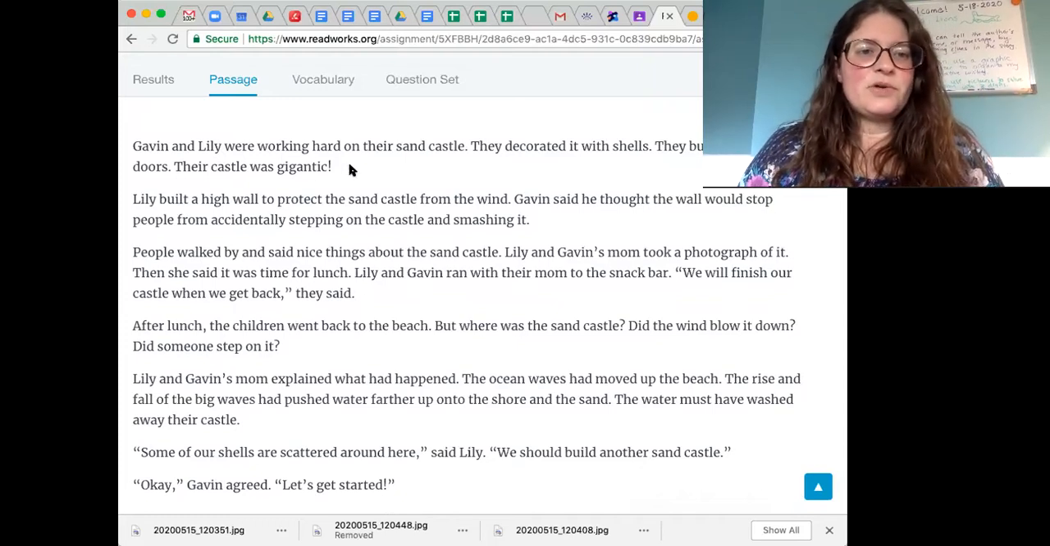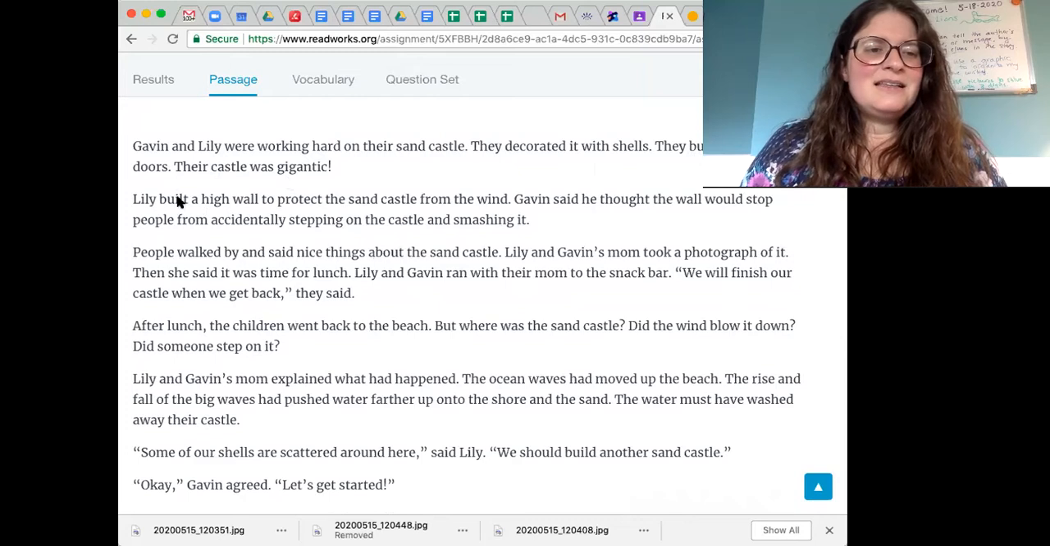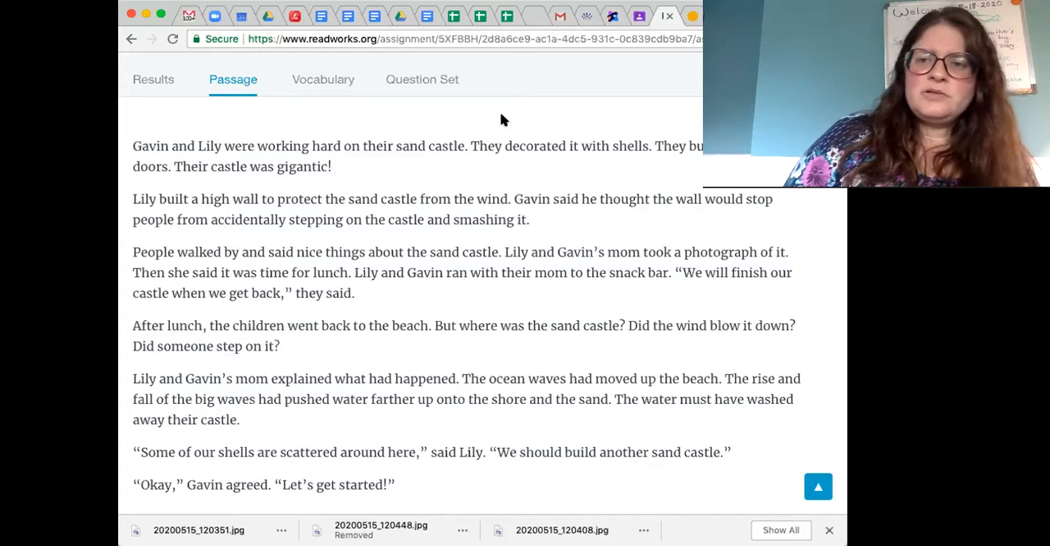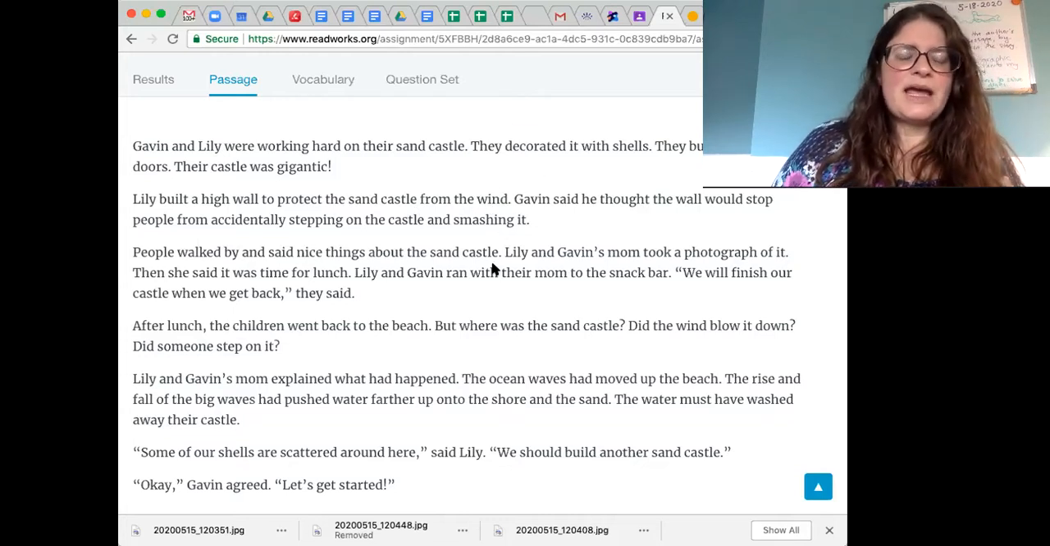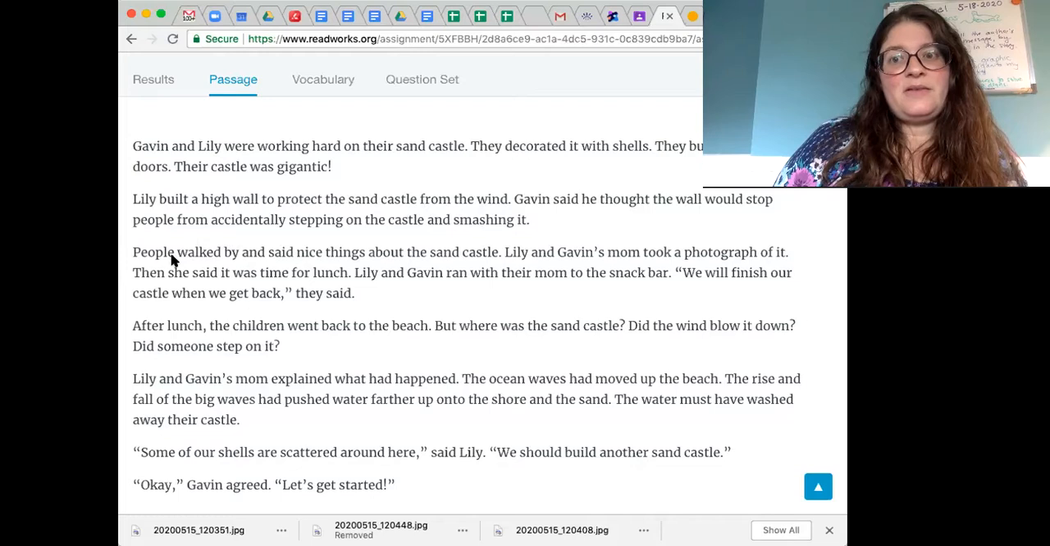Gavin and Lily were working hard on their sandcastle. They decorated it with shells. They built towers and doors. Their castle was gigantic. Lily built a high wall to protect the sandcastle from the wind. Gavin said he thought the wall would stop people from accidentally stepping on the castle and smashing it. They're doing a good job building a nice, strong castle, and they're thinking about a lot of things. And then look what happens.